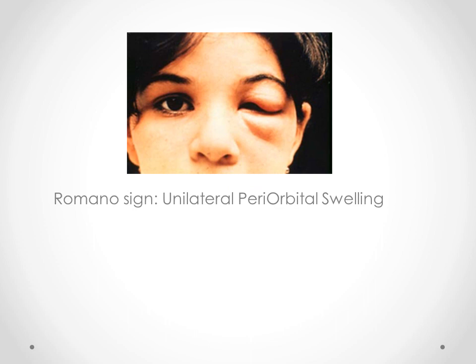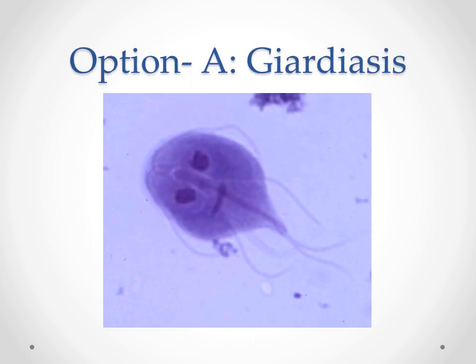This is the Romana's sign, unilateral periorbital swelling. And what did I say? How do you get Romana's sign? You get it by scratching your skin where you were bitten and then putting the same finger into your eye. The finger had been contaminated by the trypomastigotes, and then you put it in your eye. So you have a periorbital swelling.